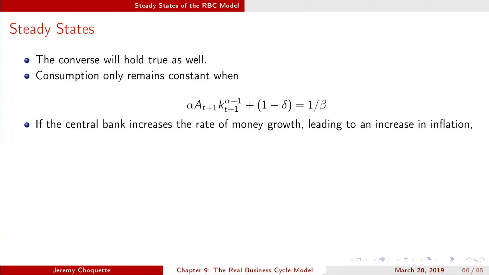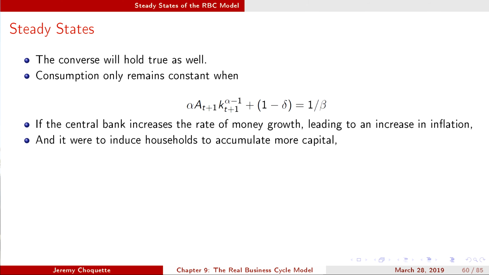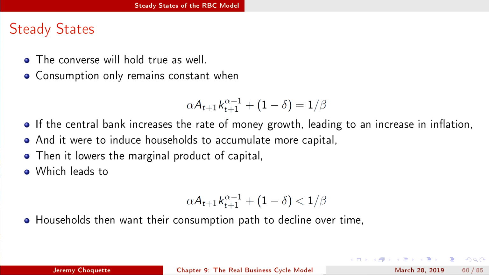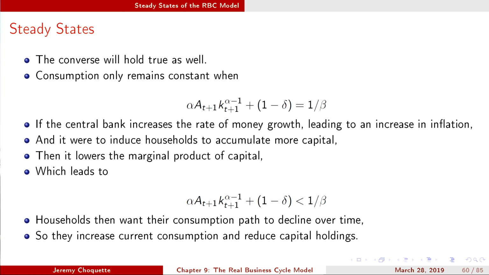Now, if the central bank were to increase the rate of money growth, leading to an increase in inflation, and it were to induce households to accumulate more capital, it would lower the marginal product of capital, which would lead to this. Well, households want their consumption path to decline over time, so they would increase their current consumption and reduce capital holdings. So, okay, what does that mean?